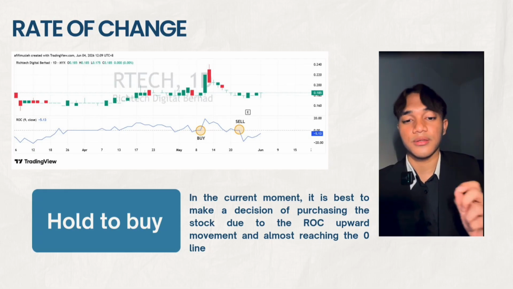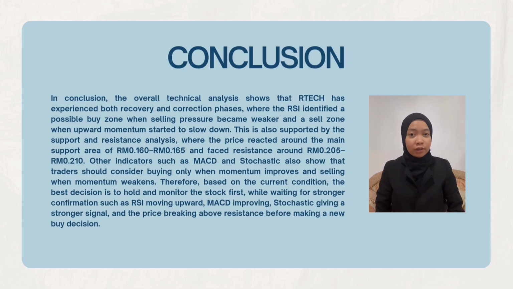In conclusion, the overall technical analysis shows that RTech has experienced both recovery and correction phases, where the RSI identified a possible buy zone when selling pressure became weaker and a sell zone when upward momentum started to slow down. This is also supported by the support and resistance analysis, where the price rated around the main support area of 70 cents and faces resistance around 21 cents.